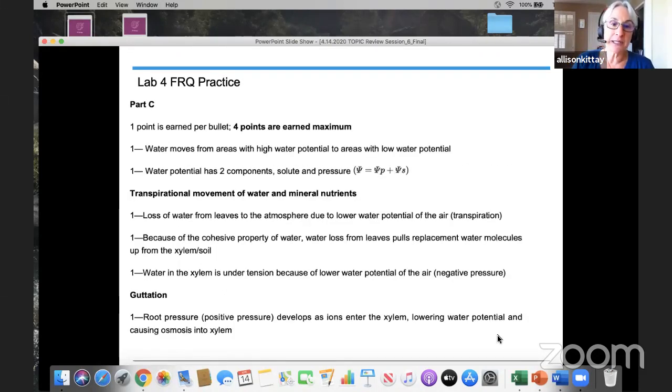All right, in part C, water moves from areas of high water potential to areas of low water potential, and water potential has those 2 components that are described in the formula of water potential. Now here's the important part. It has to do with transpiration, which is the loss of water from leaves to the atmosphere due to the lower water potential of the air. So there's more water in the plant, there's less water in the air. Water's going to want to leave the plant for the air.